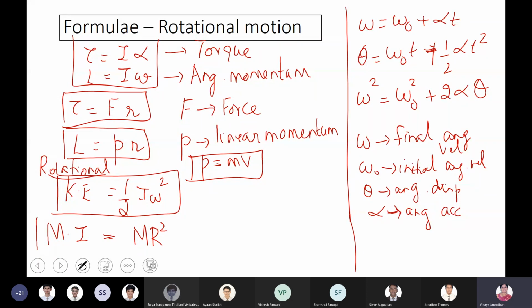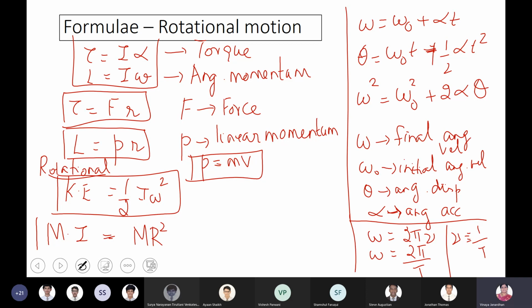And one more relation. Omega is equal to 2 pi nu. Then omega is also equal to 2 pi by T. And nu is equal to 1 by T. Are you clear, boys?